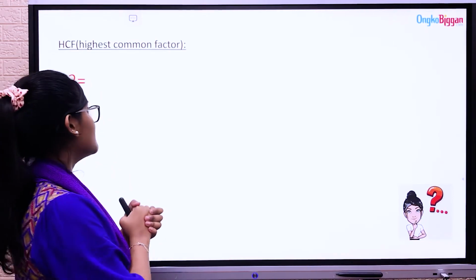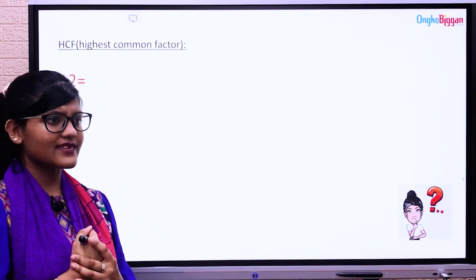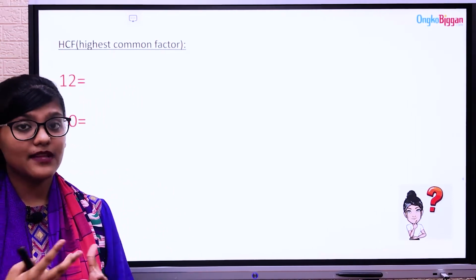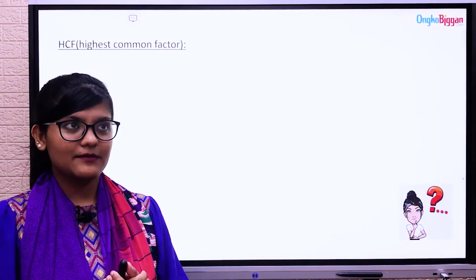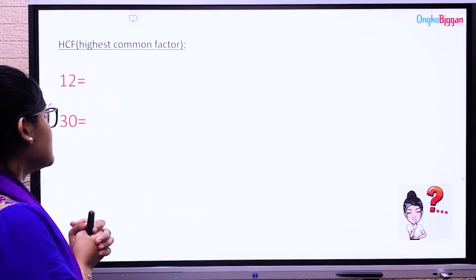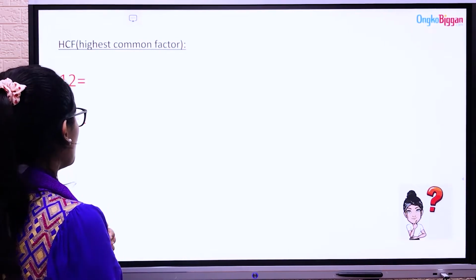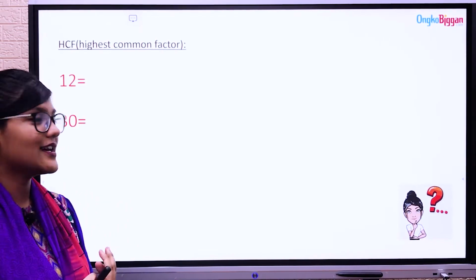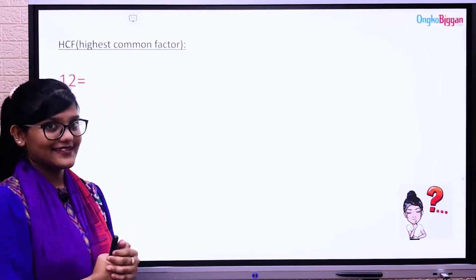Firstly we will know about HCF. HCF stands for highest common factor. That means we are going to determine the HCF of some numbers. In this case we need a minimum of two numbers, and we can use any number of numbers for determining HCF. Here we are going to deal with our very well-known term, factor. We have already learned about factors in the previous exercise.